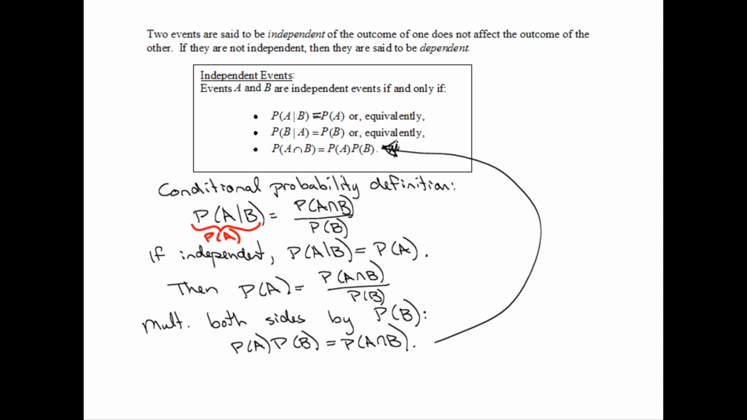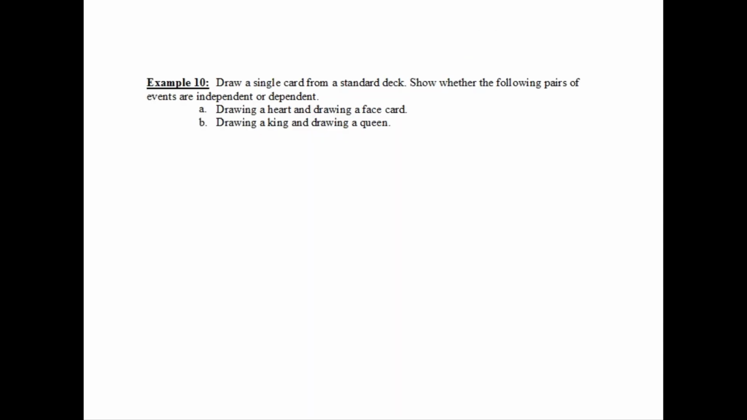And it turns out this is often easier to use than the first two, even though the first two may perhaps be more intuitive. Let's do an example where we test whether events are independent or not. Okay, so let's draw a single card from a standard deck at random, and we're going to test a couple pairs of events for independence.